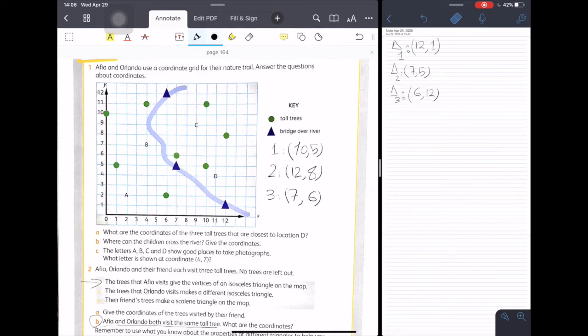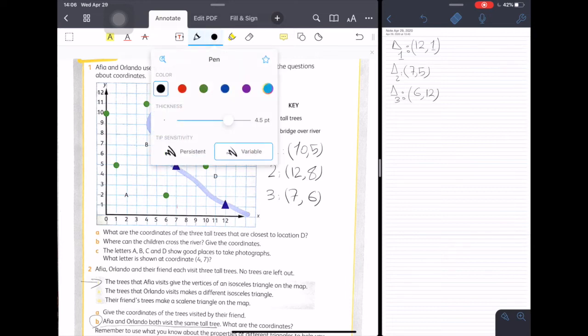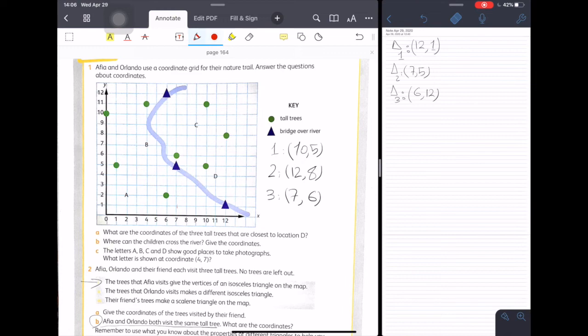Alright then. So the trees that Afia visits give the vertices of an isosceles triangle on the map. Let's find the first one. I would like to have this as my first isosceles triangle. Well, as you could see here, these lines are the same.